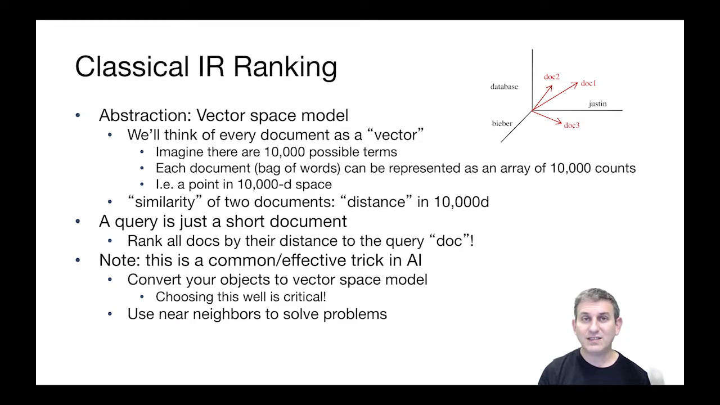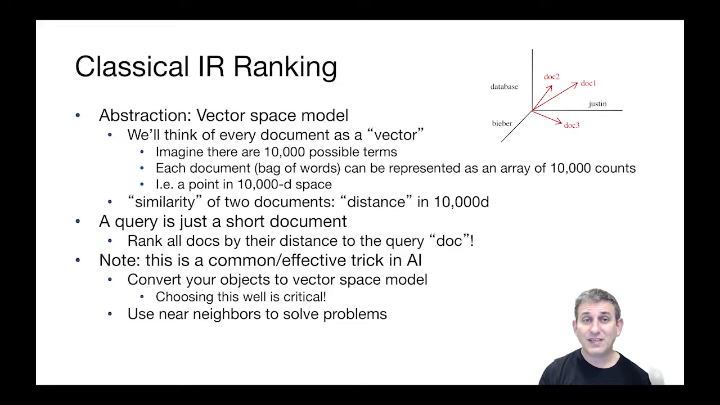Queries can be thought of as documents or vectors also. A query is just a set of words, and we can rank all documents by their distance to the query document. So if you think of your query as a point in 10,000 dimension space, maybe what you're looking for is all the documents that are close to your query document. Many problems in artificial intelligence can be mapped down to these kinds of vector space near neighbor problems. We're trying to find neighbors of a point in a vector space. And obviously the trick is to convert your objects into a vector space where near neighbors are relevant. Okay? So choosing your vector embedding or your vector space model is extremely important.